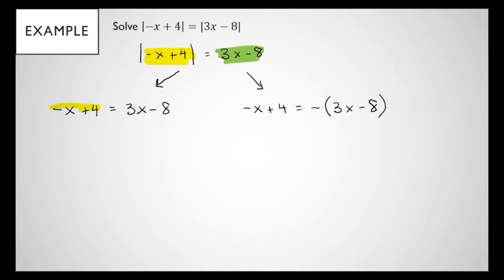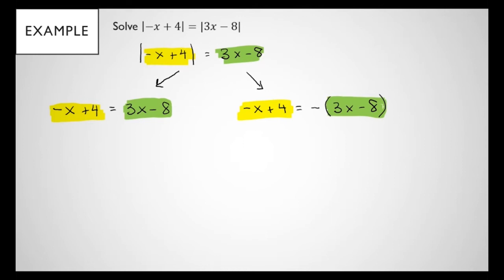So just to color code, our inside is -x plus 4, so that stays the same. And if you just pay attention to the colors, I have the inside equal to the outside, and then the inside equal to the negative of the outside. So you see that the pattern is the same, even though I had to add those parentheses, because I have more than one thing there. I have the 3x minus 8. So I'm going to solve each of these for x. And I don't want the colors to confuse you now. We're just solving like normal.